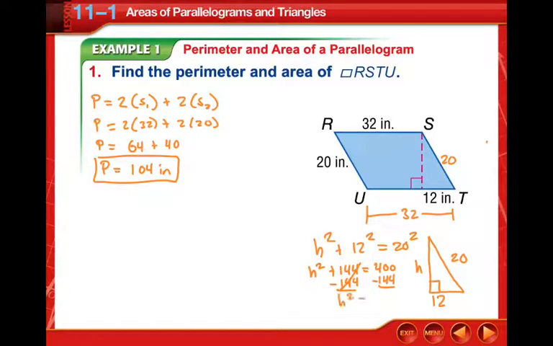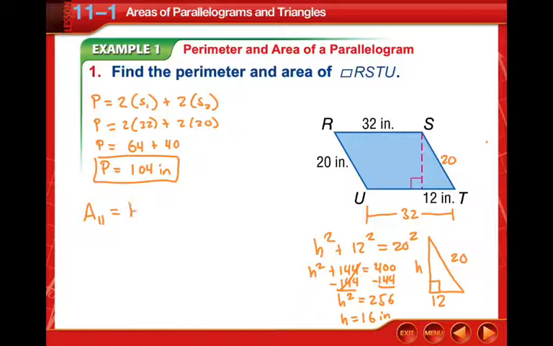And our height squared is 256, which is a perfect square for our height of 16. And we do have a unit, inches. We don't really need it there, but it's important to always keep your units around. So now we're ready to go and find our area. The area of our parallelogram. I like to use the symbol for parallelogram because we will get to polygons later on, of general polygons.